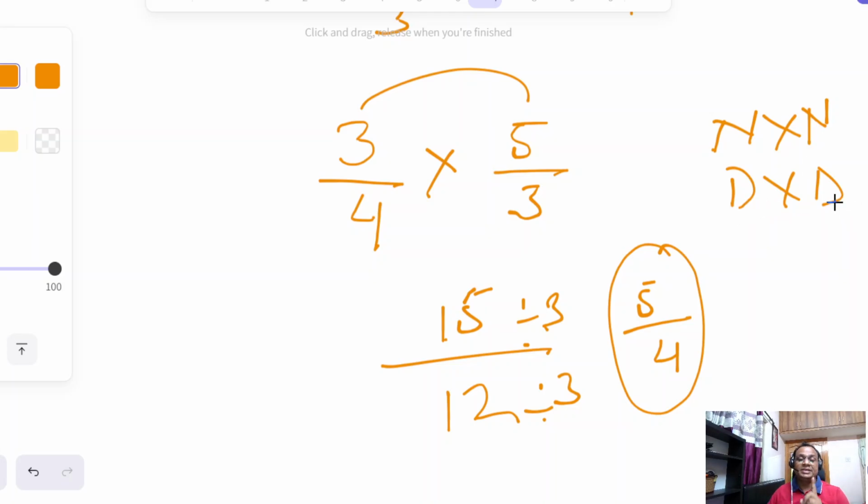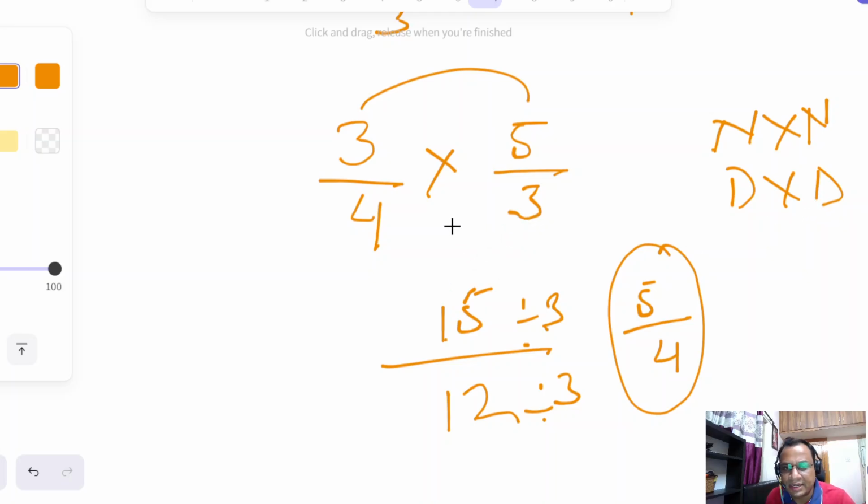In multiplication and division, we don't convert any fraction to like fractions. That concept is only for addition, subtraction, and comparing. Here we just multiply. We don't see whether they are like or unlike. Just multiply the numerator with the numerator, denominator with the denominator.